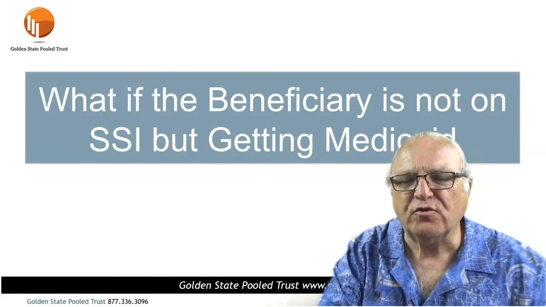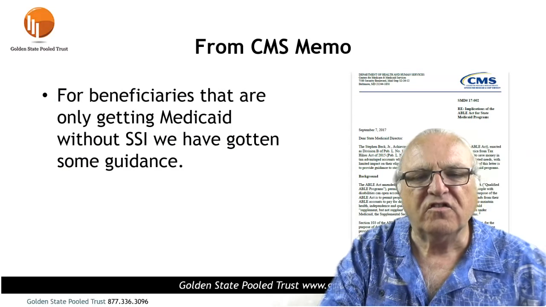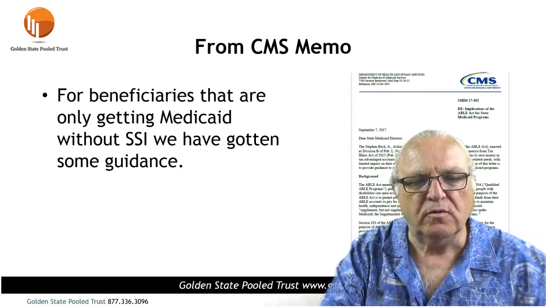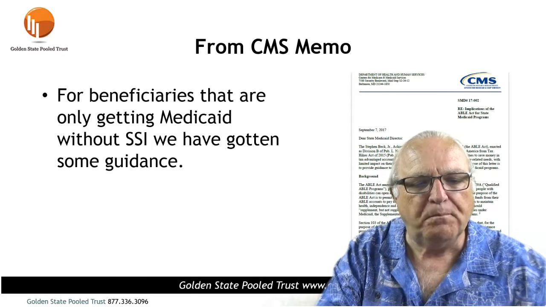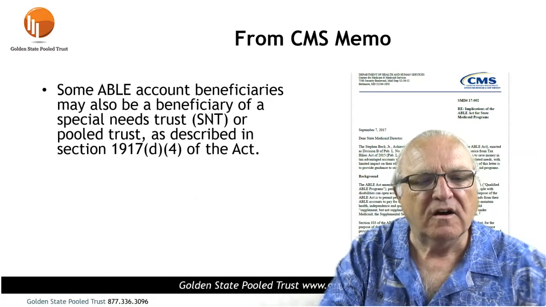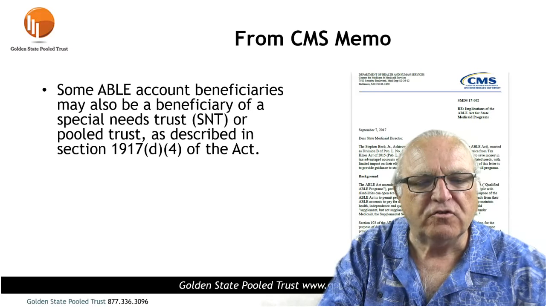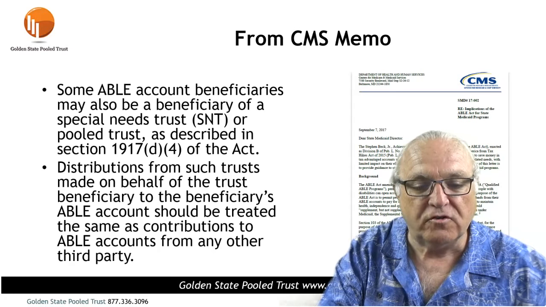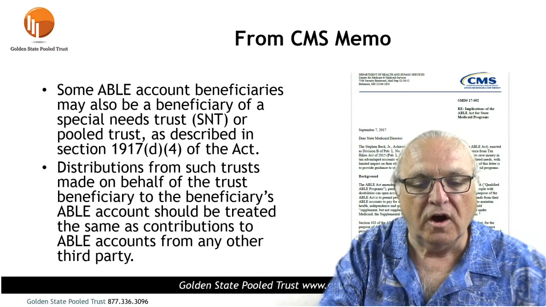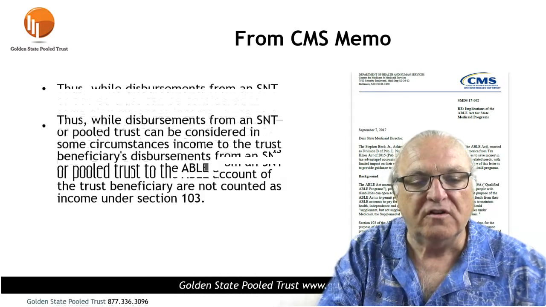So what if the beneficiary is not getting SSI, but is on Medicaid? One of the things that we will be sending you is the CMS memo that was issued before these POMS that basically says that ABLE account beneficiaries may be a beneficiary of a special needs trust or pooled trust, and distributions from those trusts made on behalf of the trust beneficiary to the ABLE account should be treated as contributions and should not be treated as income.